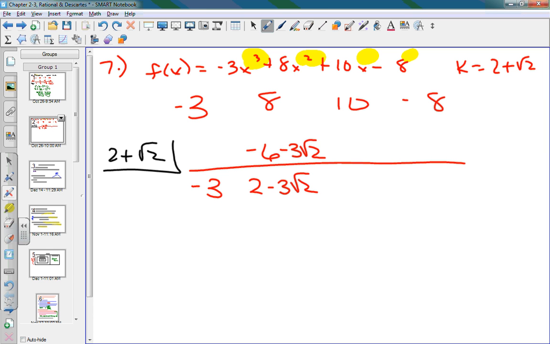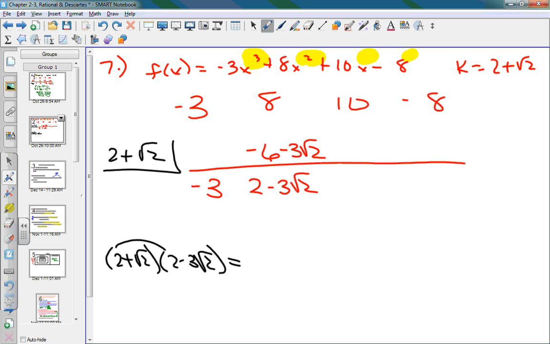We have a method. That method's called FOIL, right? So I have 2 plus the square root of 2 times 2 minus 3 square root of 2. I need to FOIL those together. So if anybody uses decimals, Yoder's not playing that way. We do not want decimals, okay?